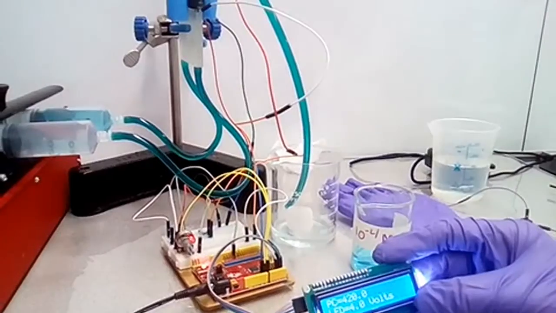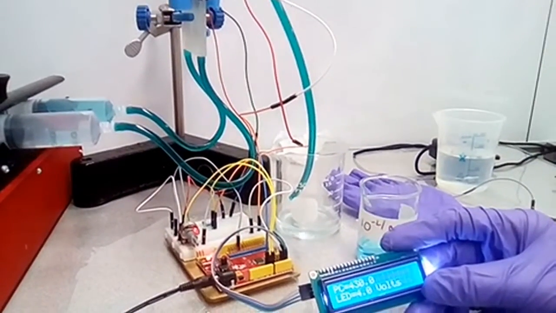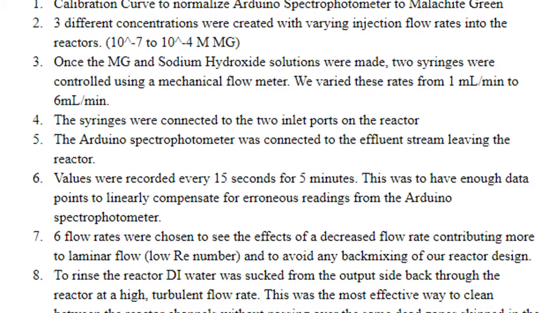Once the malachite green and sodium hydroxide solutions were made, 2 syringes were controlled using a mechanical flow meter. We varied these rates from 1 milliliter per minute to 6 milliliters per minute. Fourth, the syringes were connected to the 2 inlet ports on the reactor. Please pause the video now to continue reading the procedure.